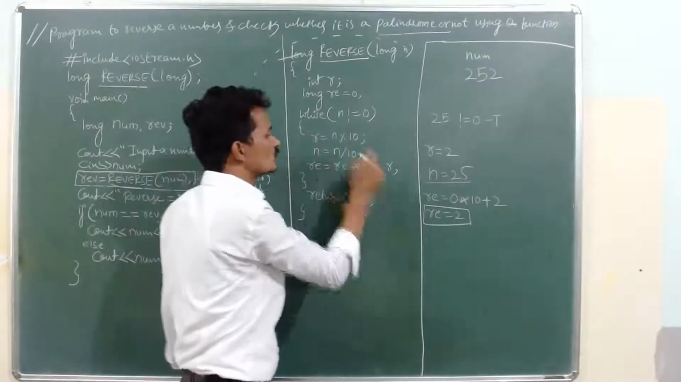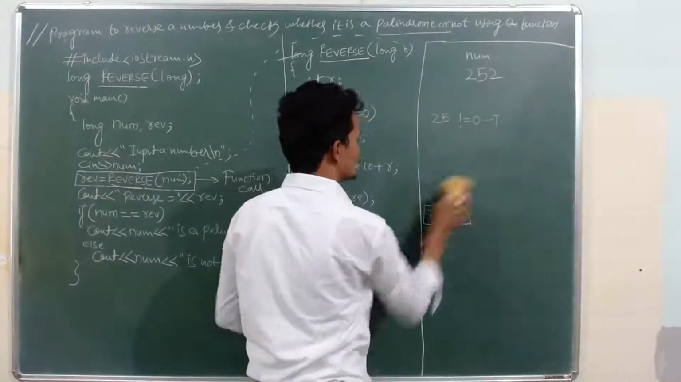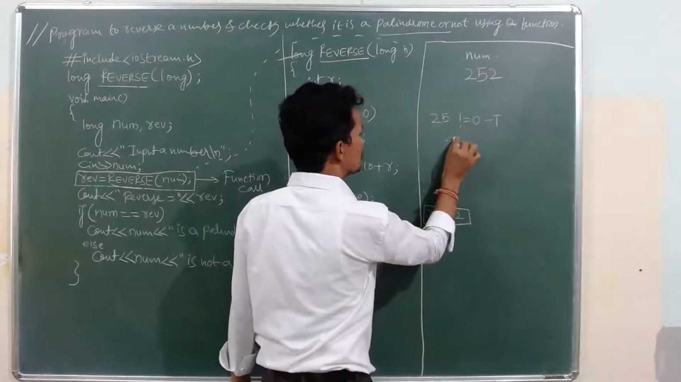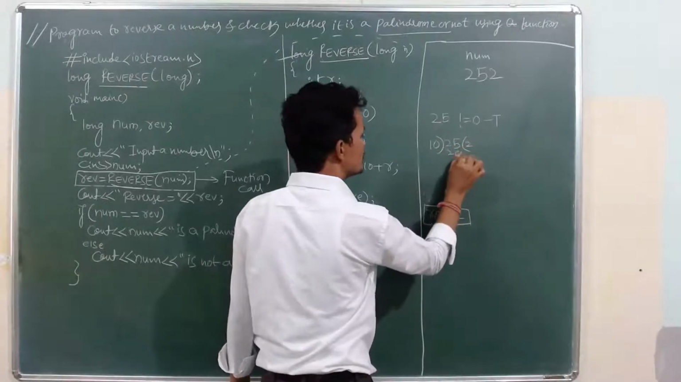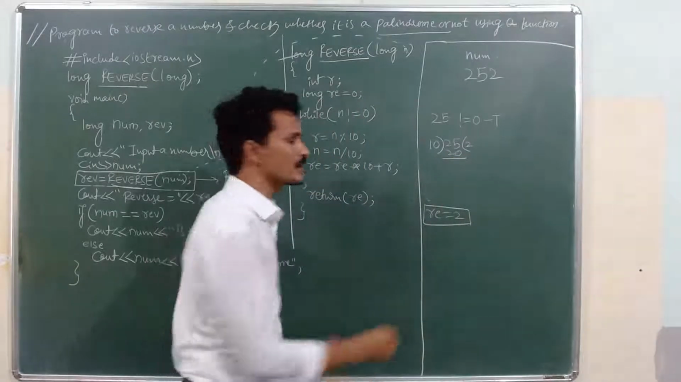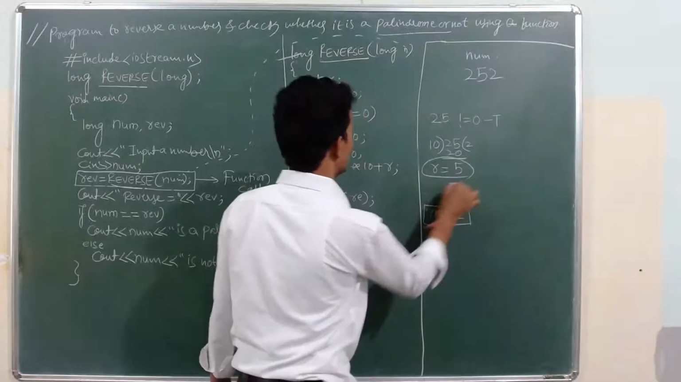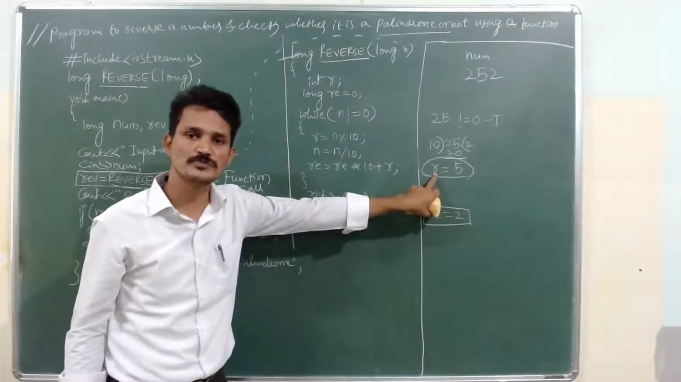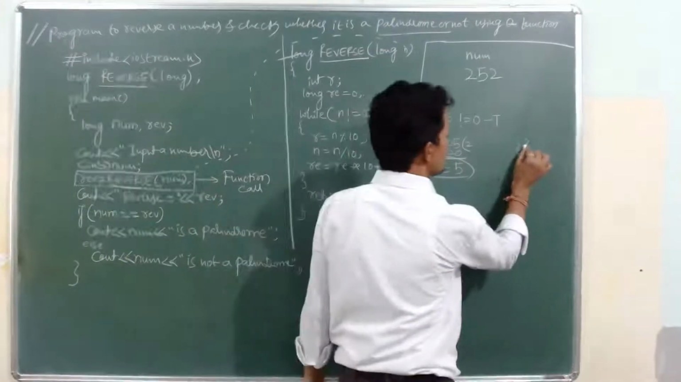So R is equal to n mod 10. So what is the value of n? 25. 25 mod 10. So 10 2s are 20. 25 minus 20, remainder will be 5. 5 will be assigned to R. That is what I wrote here. R is equal to 5. Right? Next, n is equal to n divided by 10.